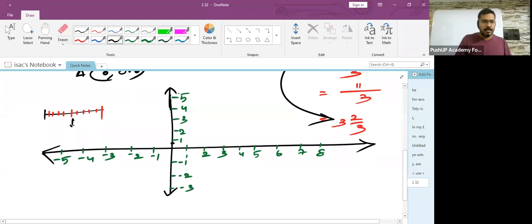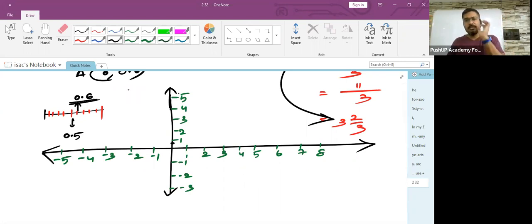So this point is what? It is 0.5. So this point is what? 0.6. So you can plot it approximately over here. Understood? Children, is the logic getting into your head?